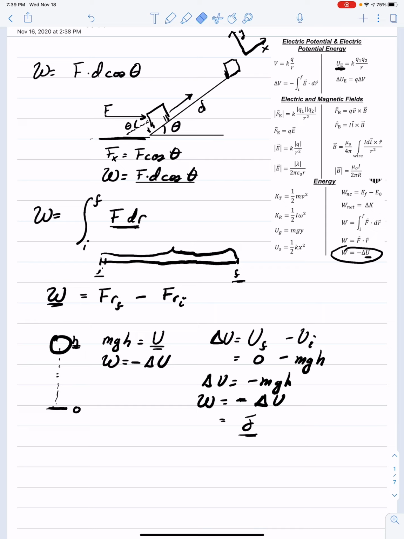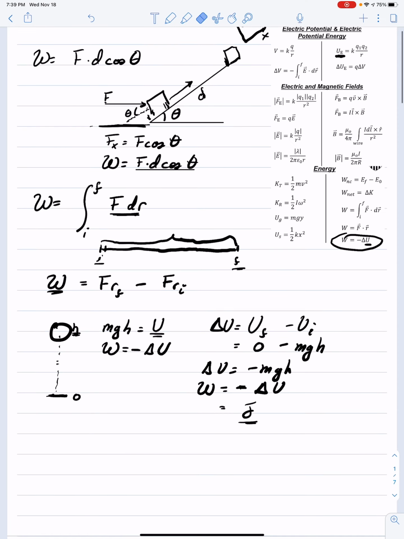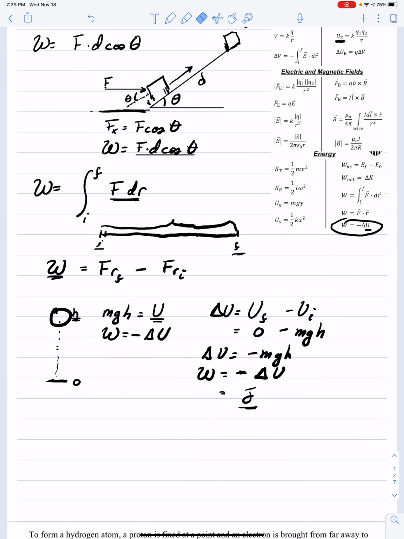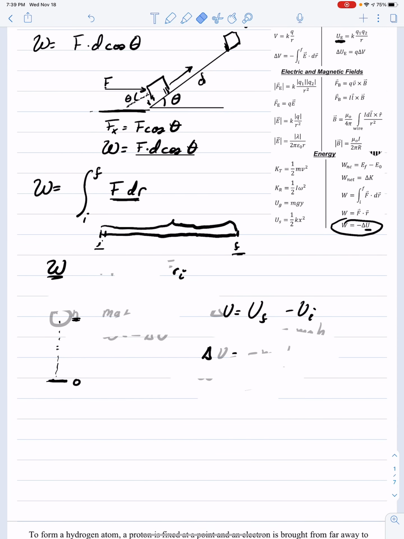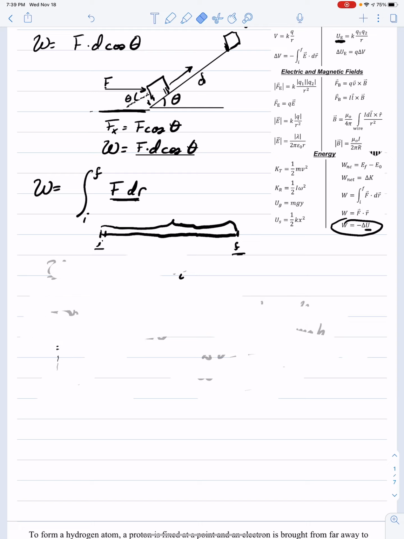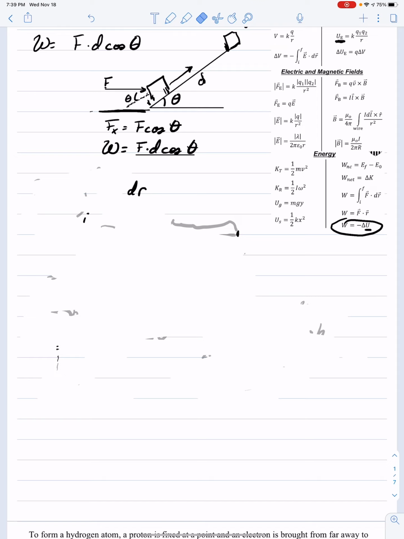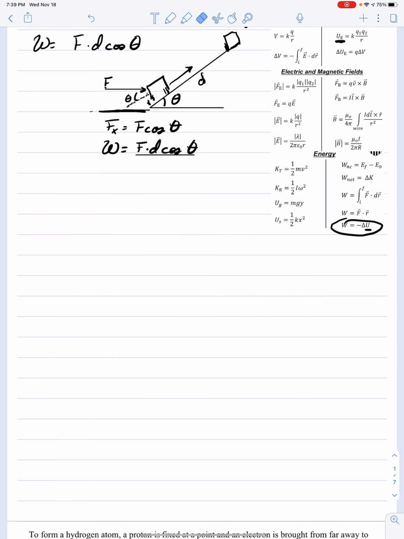Okay? Now that we took that apart, I'm going to erase this, and I'm going to talk about electric potential energy. Electric potential energy describes how much stored energy a charge has when moved by an electrostatic force. What I mean by that.